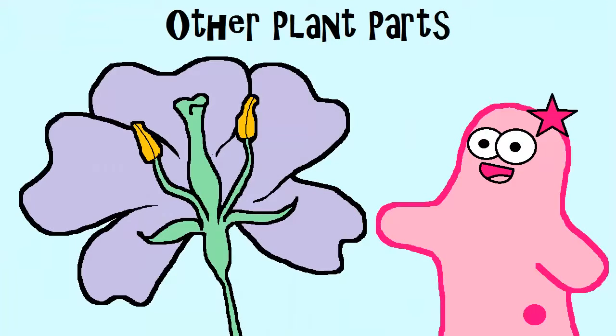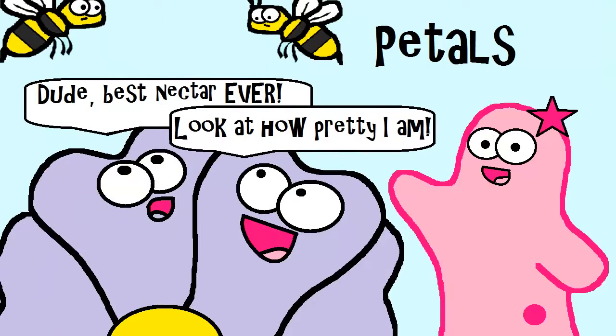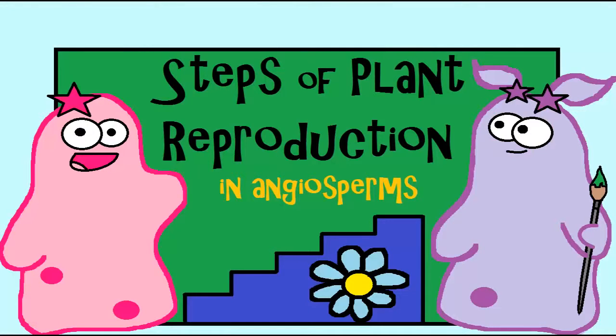There are some parts of the flower that are neither male nor female. Sepals, for example. Sepals protect a developing flower bud. Or petals, for example. Fancy structures that help attract pollinators, which will take us to my bee story and also the steps of angiosperm, otherwise known as flowering plants, reproduction.